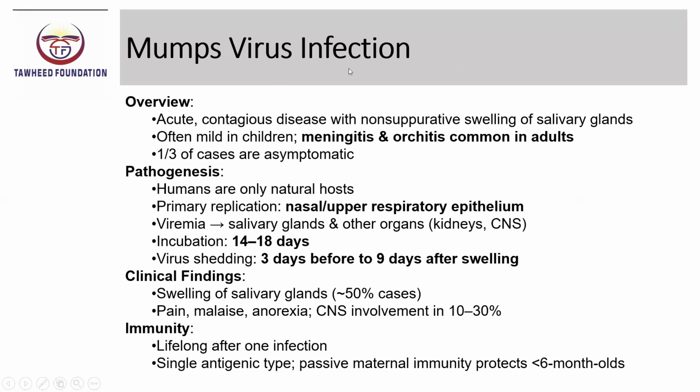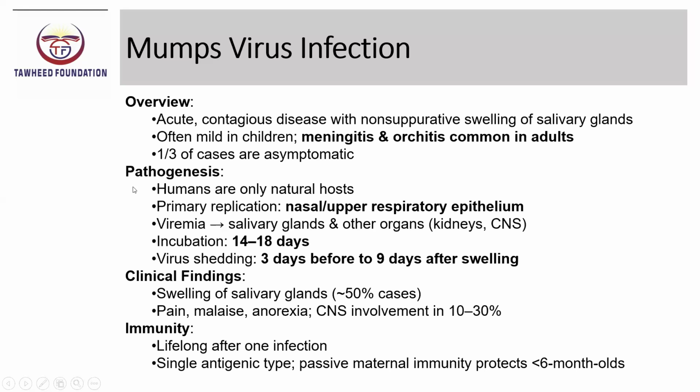Mumps. Fifth is mumps virus infection. Mumps is an acute contagious disease characterized by non-suppurative enlargement of one or both salivary glands. Mumps virus mostly causes a mild childhood disease, but in adults, complications including meningitis or orchitis are fairly common. More than one-third of all mumps infections are asymptomatic.